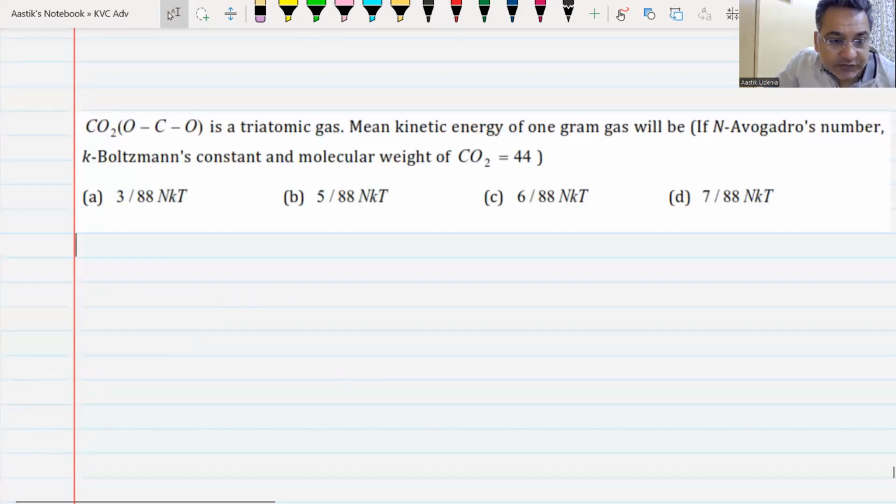This is the next one. CO2 is a triatomic gas. Mean kinetic energy of 1 gram gas. What do you mean by 1 gram gas? 1 gram of the gas.